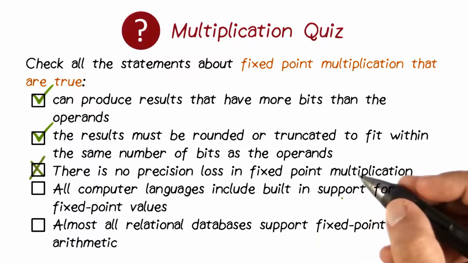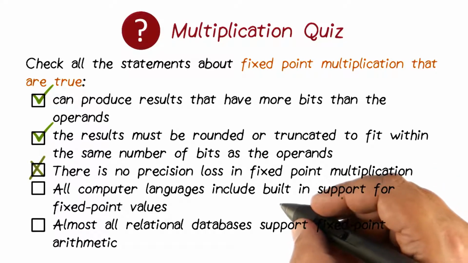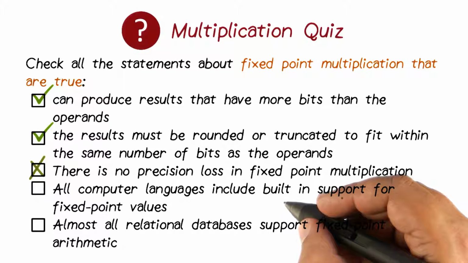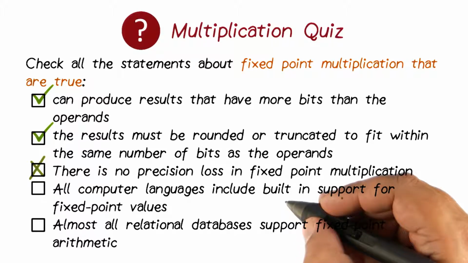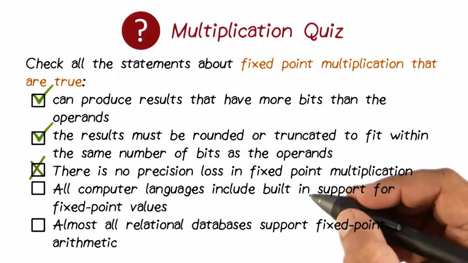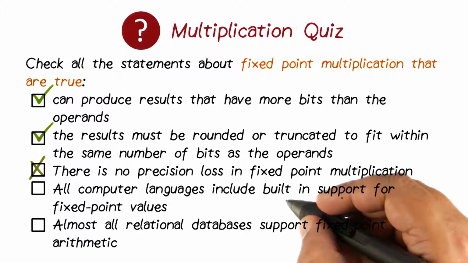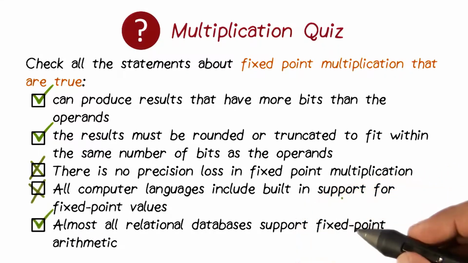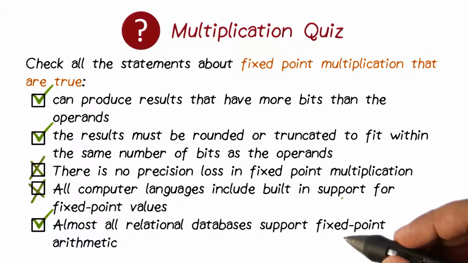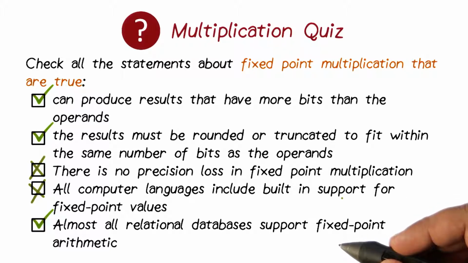The next statement: all computer languages include built-in support for fixed point values. This statement is also false, because fixed point is a special data type that is involved mostly on the DSP side. What about the last statement? Do all relational databases support fixed point arithmetic? The answer to that is again yes, because many of these databases support a lot of data types that need fixed point arithmetic support.